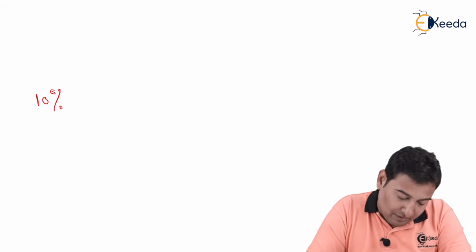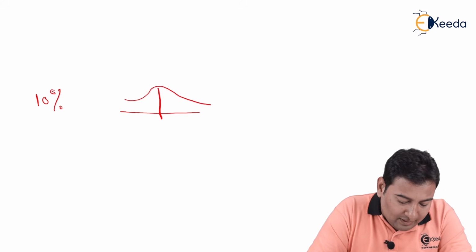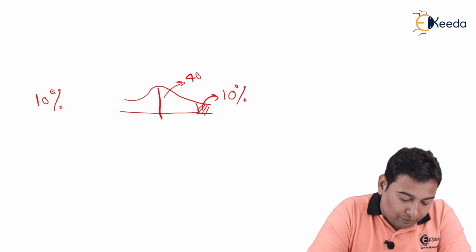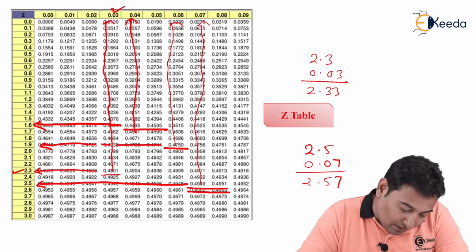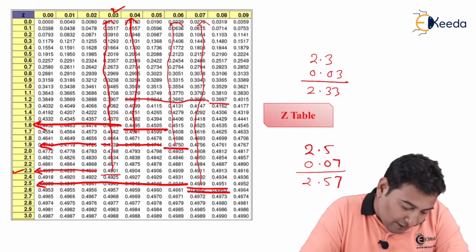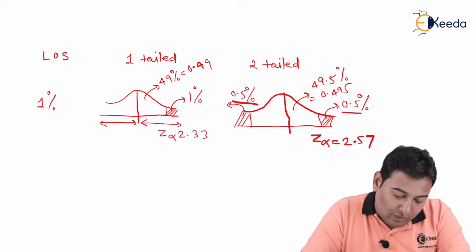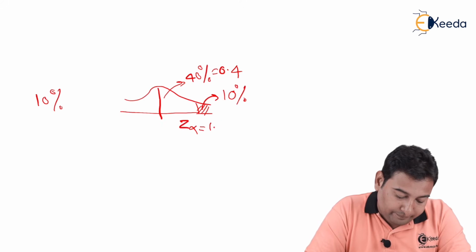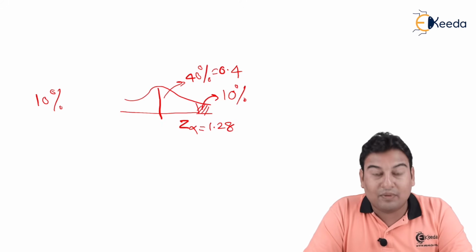Now we'll look at 10% and the same story. For the 10% one-tail test, on one side 10% will be removed, so you'll be left with 40%. 40% stands for 0.4. Again, go back to the Z table. 0.4 we are finding here. We'll go this side, 1.2, and go up 0.08. That is 1.28. So this is the one-tail value for 10% LOS.